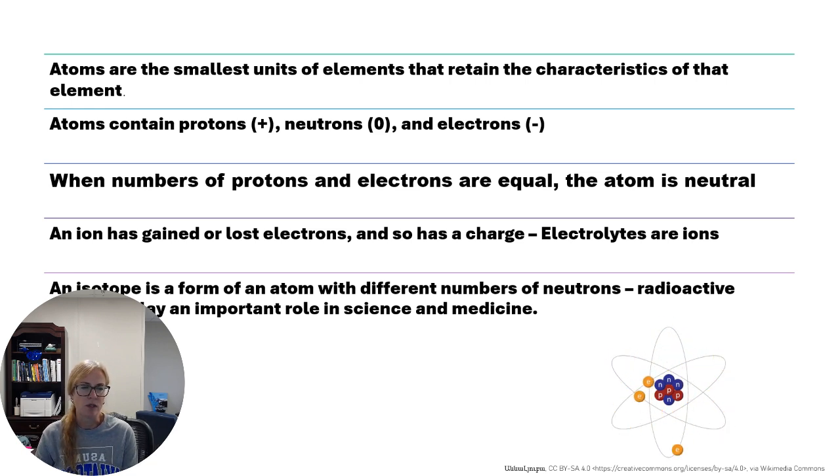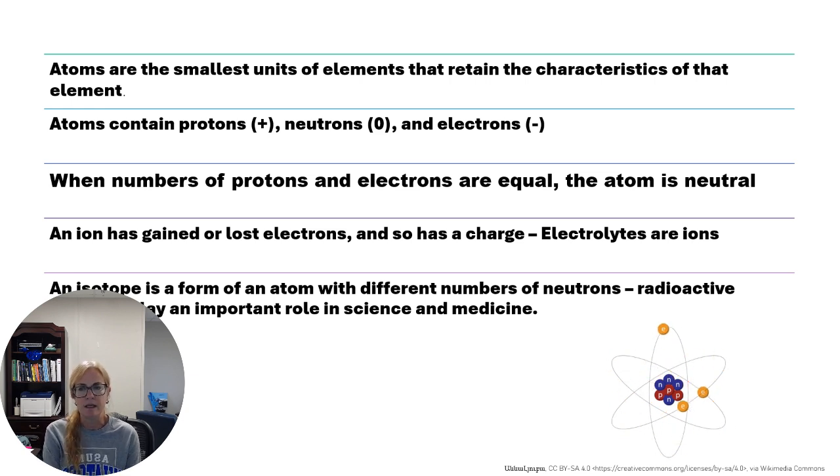This means the neutrons don't contribute to the overall charge of the atom. As long as the number of protons and electrons are the same, the atom will be neutral because the number of proton positive charges balances the number of electron negative charges. When an atom has gained or lost electrons, then it becomes an ion, which means it has a charge. And ions are often, as we will learn, involved in ionic bonds, which is when you have a positive and a negative and they are attracted together.